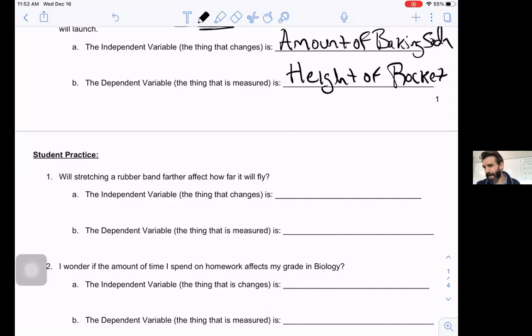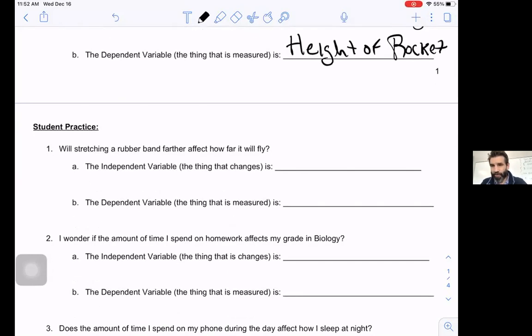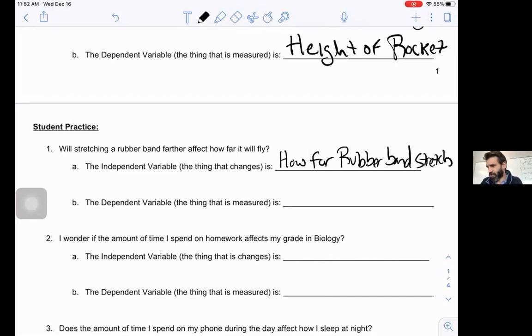Okay, I'm going to jump right in then. So in science, we start with a question. And here, this question is, will stretching a rubber band farther affect how far it will fly? So you're going to stretch, do I stretch it to here or to here or to here, and then let it go and see how far it will fly? So in this case, the thing that we change is how far the rubber band stretches. I'll just write stretch right there.